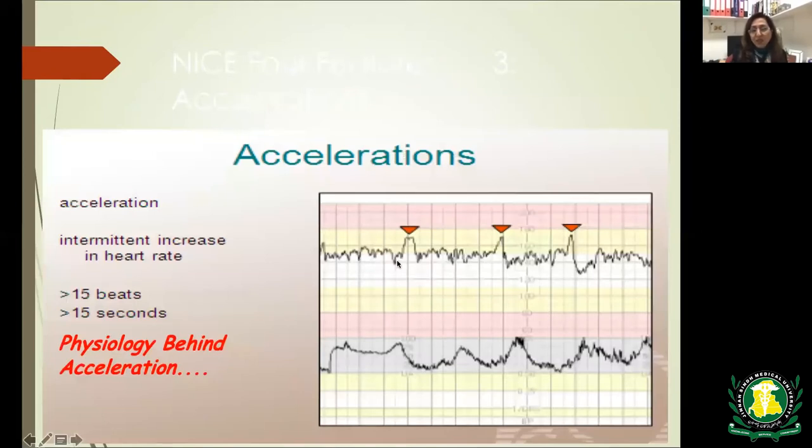Accelerations are the increase of the heart rate going above the baseline by at least 15 beats and staying for 15 seconds to be called an acceleration. This is a sign of the baby's health because this baby has enough energy to spend on movements, and these accelerations are actually indicating the baby is actively moving.